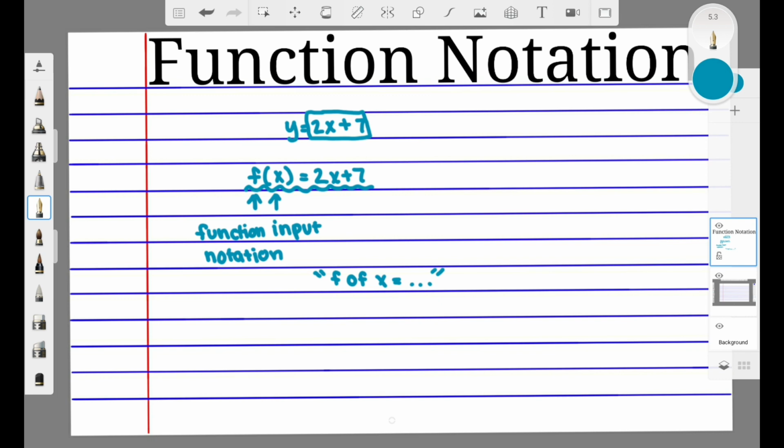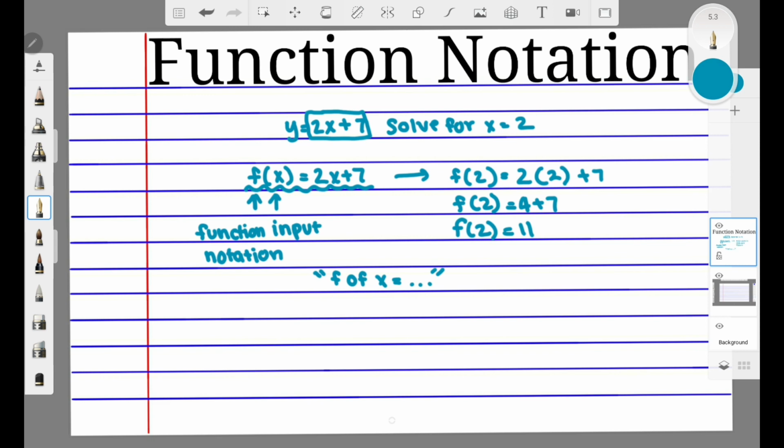The benefit of using function notation is whenever you want to plug in a value for x, like an input, instead of saying solve for x is equal to 2, if you're writing in function notation, all you need to write is solve for f of 2. So you just plug in the x. f of 2 is equal to 2 times 2 plus 7. So f of 2 is equal to 4 plus 7. f of 2 is equal to 11.